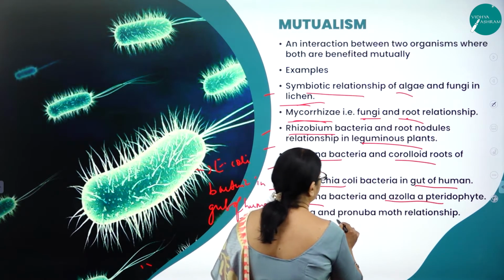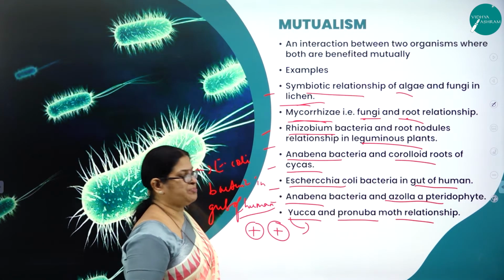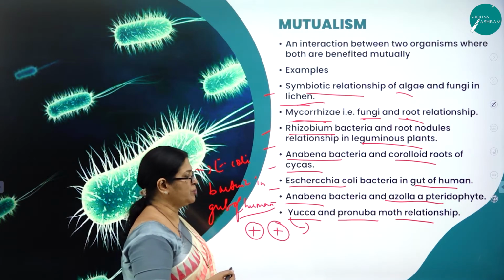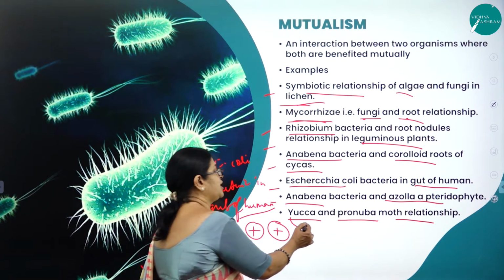Then yucca and pronuba moth relationship. I think I will explain this. I think all of us know that there is one moth called pronuba moth which goes and lays the eggs inside the flower of the yucca plant.